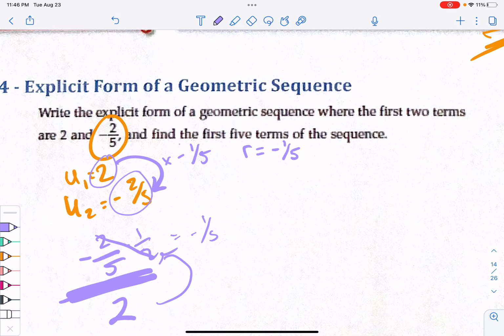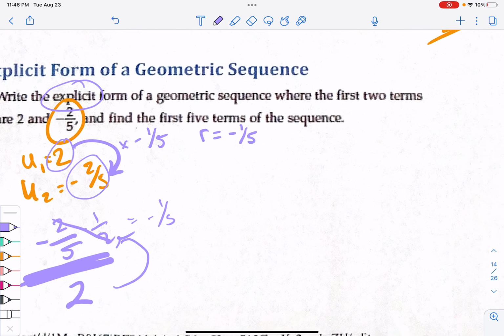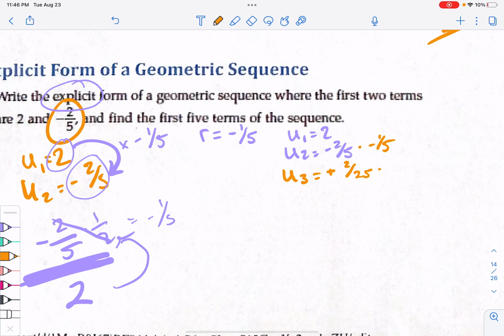Okay, and then find the first 5 terms of the sequence, but we needed the explicit formula. So let's go ahead and do the first 5 terms of the sequence. We have u sub 1 is 2. We have u sub 2 is negative 2/5. If I multiply that guy again by negative 1/5, it's just going to change my bottom number. So u sub 3 is going to be a positive 2 over 25. Then if I multiply by a negative 1/5 again, our u sub 4 is going to be negative. It's alternating back and forth, positive, negative, positive, negative. And it's going to be 2 over 125.